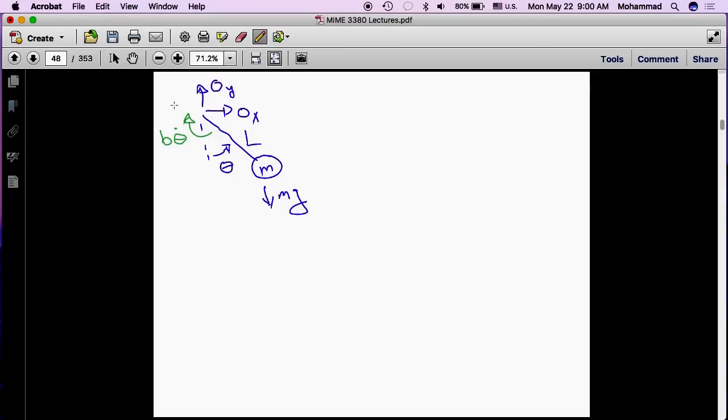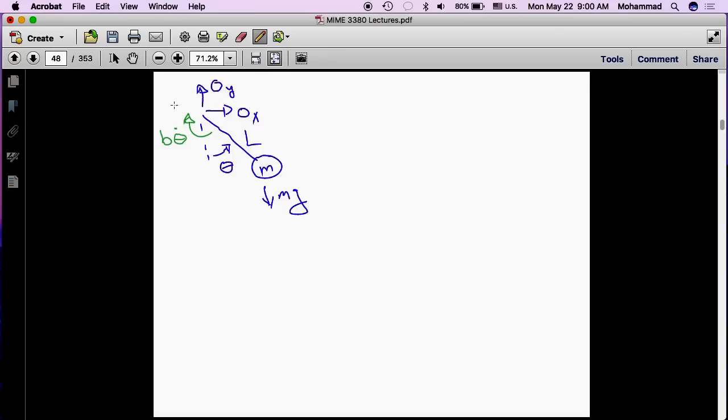Okay, what is the next step, now that we have the free body diagram? The equations. What is the equation that we write? For linear systems, we wrote what? M x double dot is equal to the sum of all the forces. What do we write here?